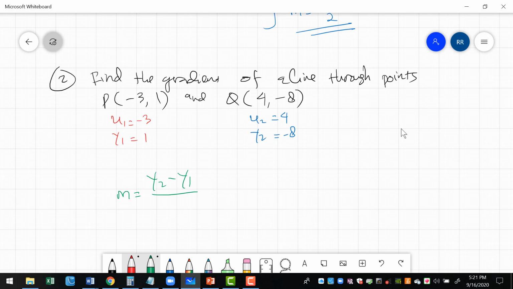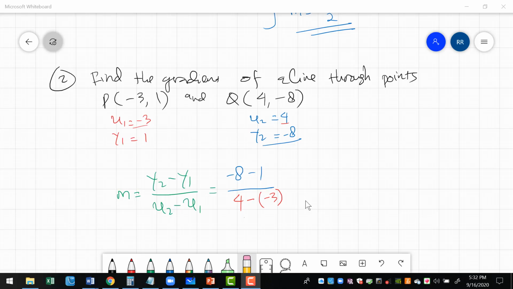I only need to plug in all of the numbers. So let's plug those in. My y2 is minus 8, this one here, and y1 is 1, so it's minus 1, over x2, which is 4, and then x1, which is minus 3. Remember that if you see a negative number after a minus sign, use bracket signs.